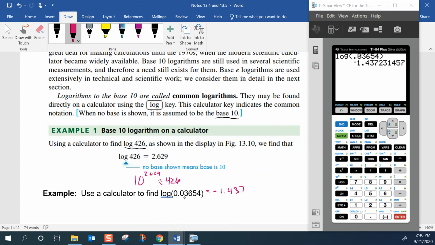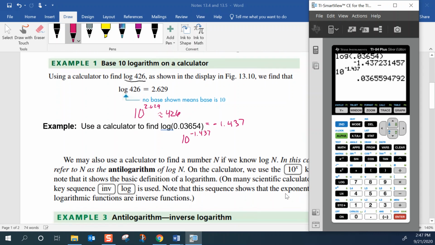If you're taking a log of a fraction, remember that negative powers make fractions. The answer to a common log is a power of 10. So 10 to the negative 1.437, just to check and make sure you're right. 10 to the power of negative 1.437 is equal to about 0.036559, so close. All right, so that's the first idea, base 10, called a common logarithm, and how to find them on a calculator.